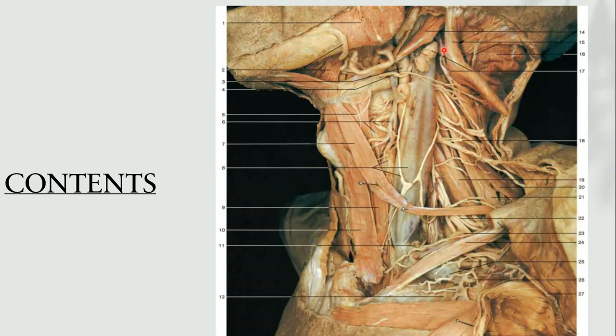And this nerve actually here, you can see it is on the deep aspect or the undersurface of sternocleidomastoid, and you can see it proceeding towards trapezius. That's the spinal accessory nerve. Okay, that's the spinal accessory nerve. So those are some contents in the posterior triangle.